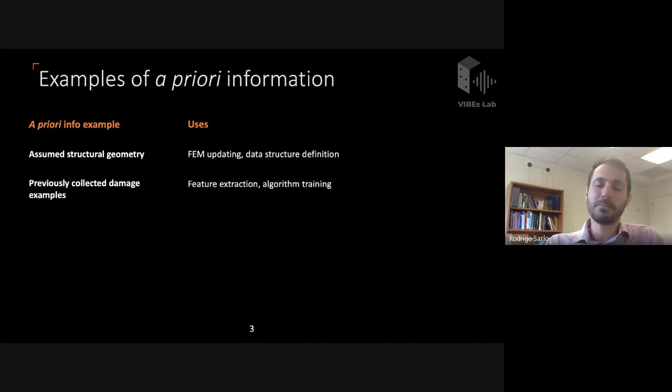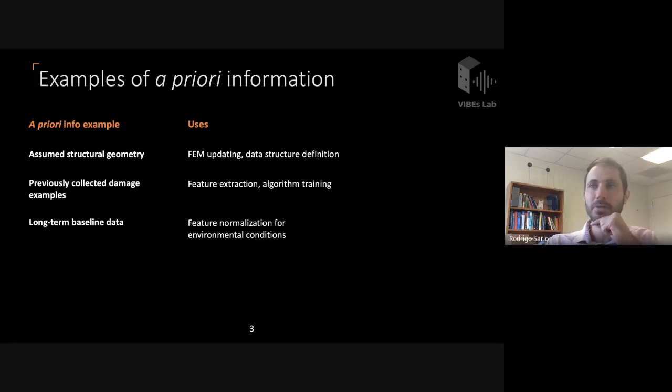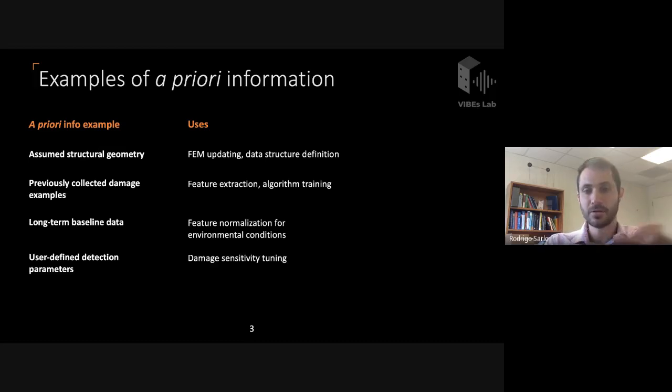Another example might be previously collected damage examples or labels, which are used for feature extraction and training a machine learning algorithm. It could be things like long-term baseline data. A lot of times you'll collect a year's worth of data to normalize your features for environmental conditions. Or it could be user-defined detection parameters, so thresholds and things like that that are used to tune the algorithm's damage sensitivity.